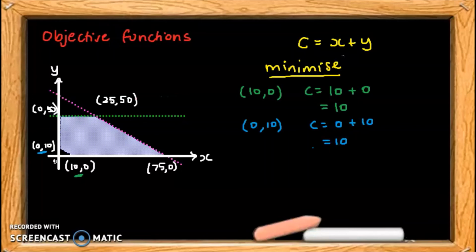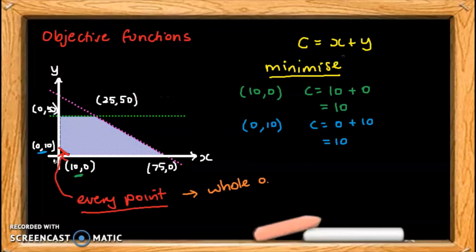So these two points that are on two ends of the same line are both giving us a value of 10, and that's the minimum value for this function. That means that every point on that line will give us a minimum value. Now, if every point on that line gives us the minimum value, then we have one more question to ask ourselves, and that is, do I need whole numbers only, or can I use any number?